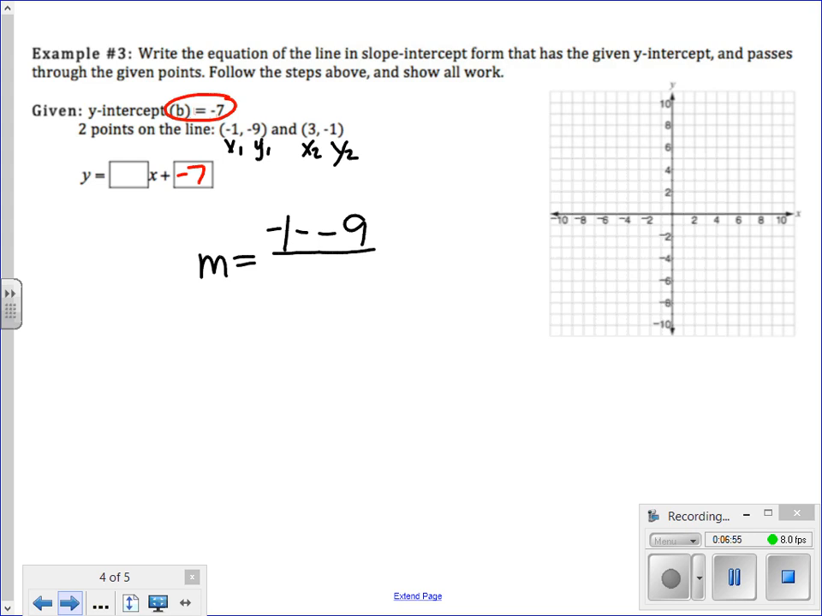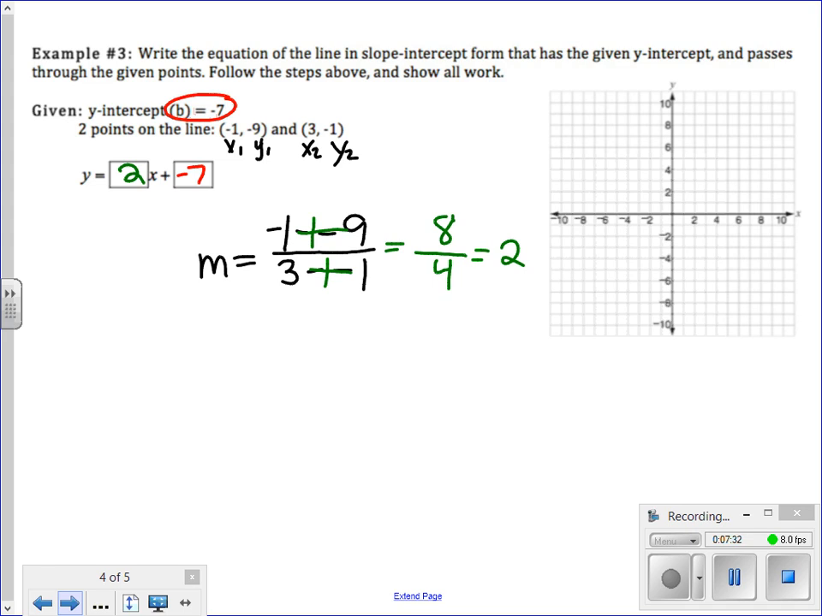Now I have this difference of the x's, 3 minus negative 1. This problem has a lot of negatives. It's negative intensive, so we need to be very careful with simplifying. Negative 1 minus negative 9, that's like addition there. Negative 1 plus 9 is 8. And 3 minus negative 1 is a plus, and that's 4. 8 divided by 4 simplifies to be 2. So it seems that the equation of the line that goes through those 2 points is y equals 2x minus 7.